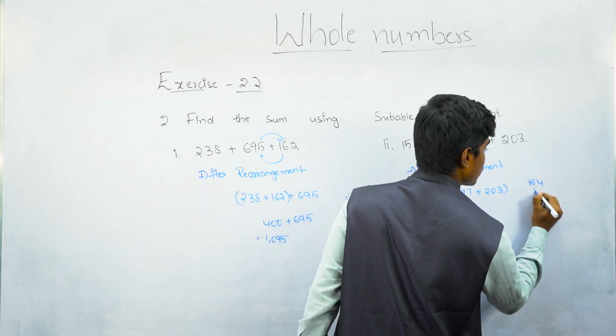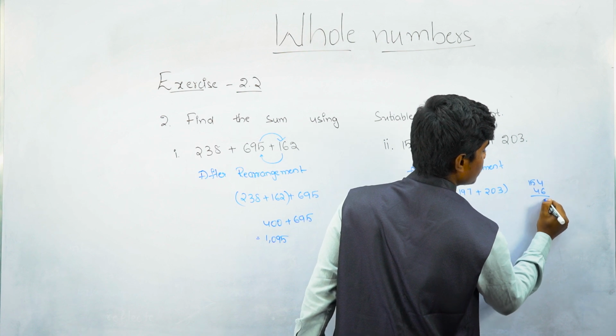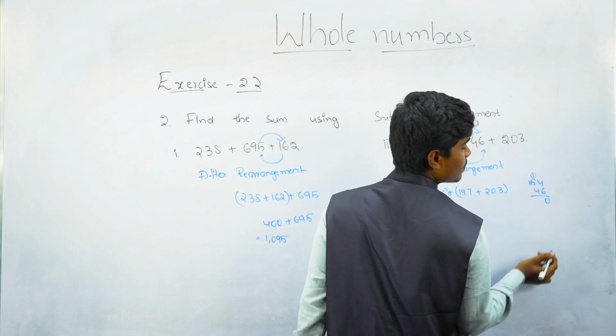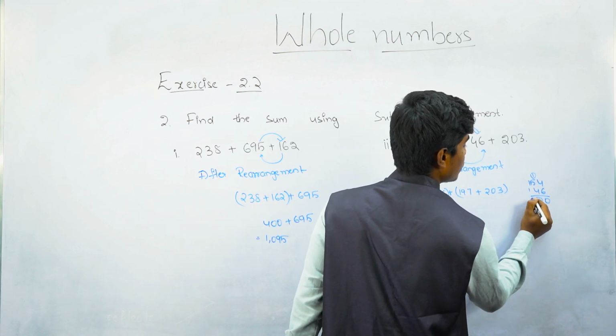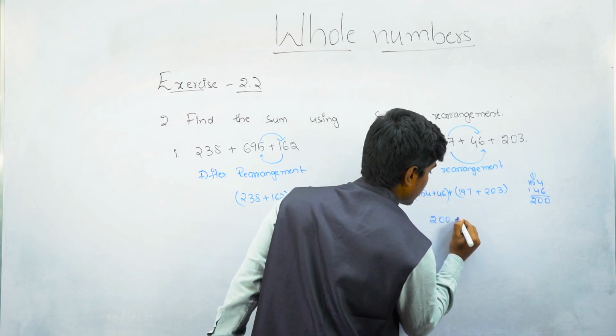154 plus 46. 4 plus 6 is 10. 5 plus 1 is 6. 6 plus 4 is 10. The answer is 200.